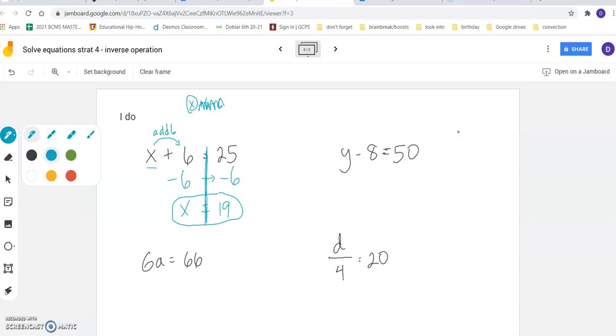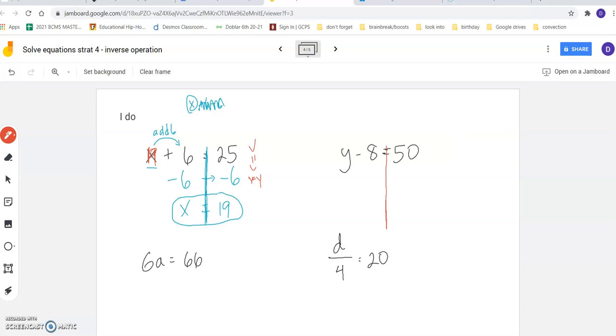Just to be sure, I can go back and check it, right? If x equals 19, then if I substitute 19 back into my original equation for x, then 19 plus 6 is 25. Yay! So it's right. Okay, let's do another one. So in this one, different operation. Here we added, this one we're subtracting.